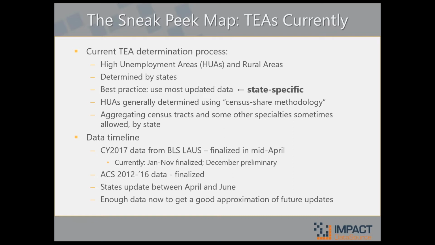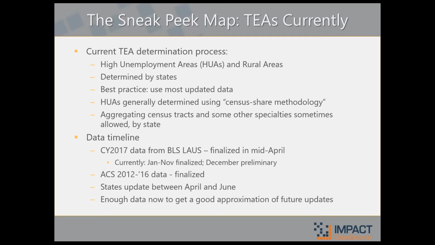So the best practice really is to include letters in the filings that use the most up-to-date data that the state is using. High unemployment areas are generally determined using the census share methodology, which combines data from the Bureau of Labor Statistics with data from the Census Bureau's American Community Survey. And finally, aggregating census tracts is currently allowed by most states.